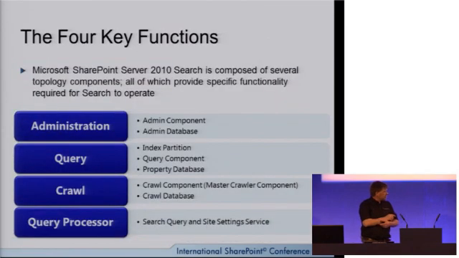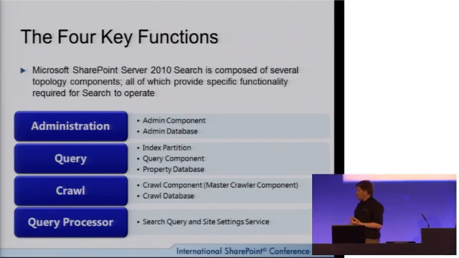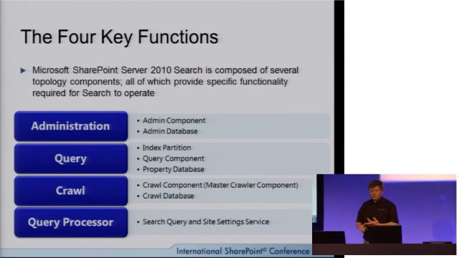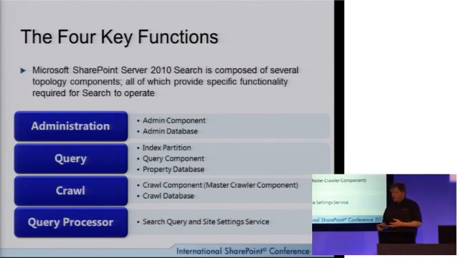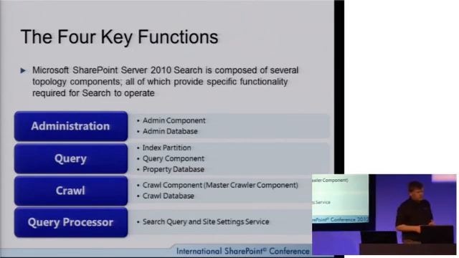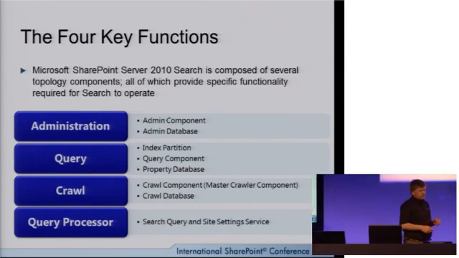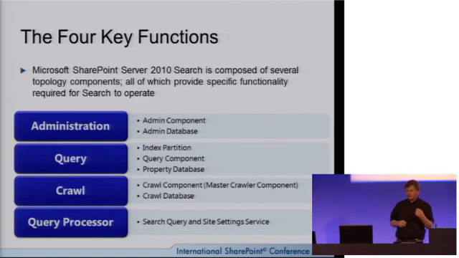These are the four areas we're going to talk about: administration, query, crawl, and query processor. There's probably no real thing that's more important than any other. Personally, when you start to talk about things like performance, the query processor becomes very, very important. We're going to look at the query processor both in this session and in the next session in even more detail. Just to recap what's in there then.